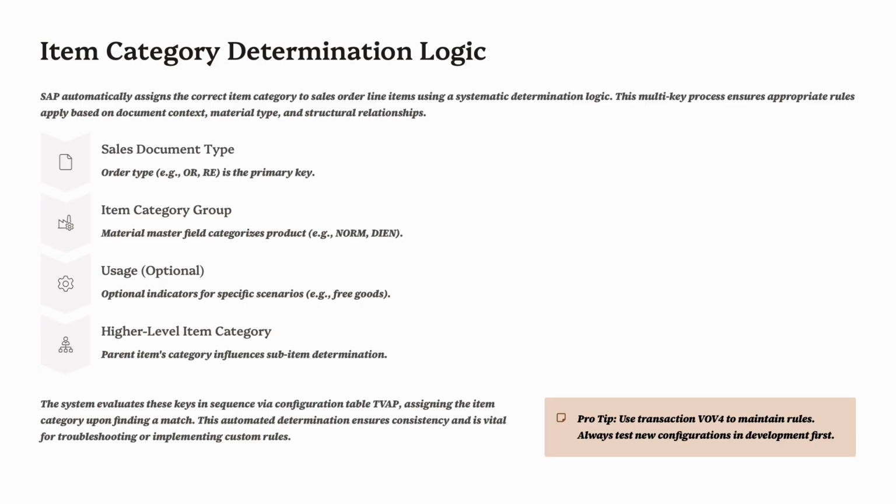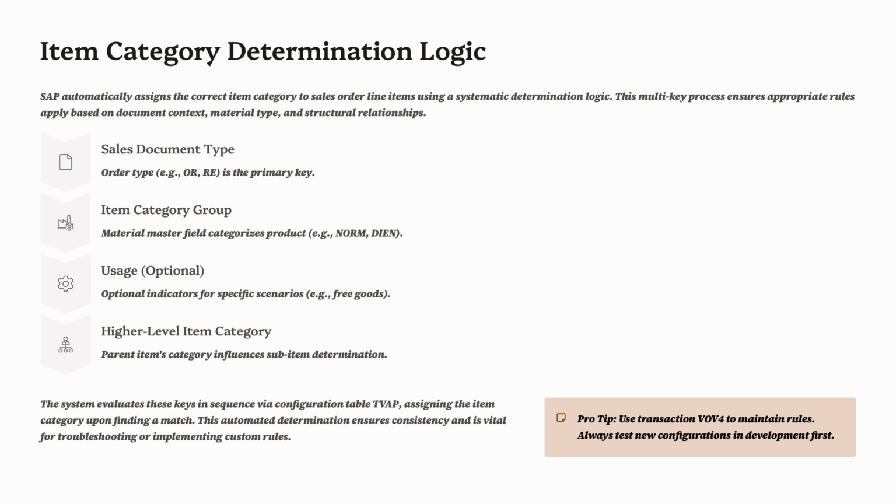4. Higher level item category. If the item belongs to a structure, like a BOM or a bundle, SAP looks at the parent item's category to assign the correct sub-item category. For example, main item, ERLA.